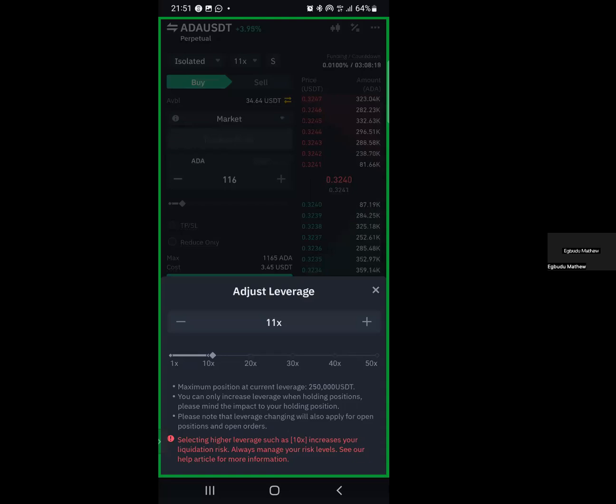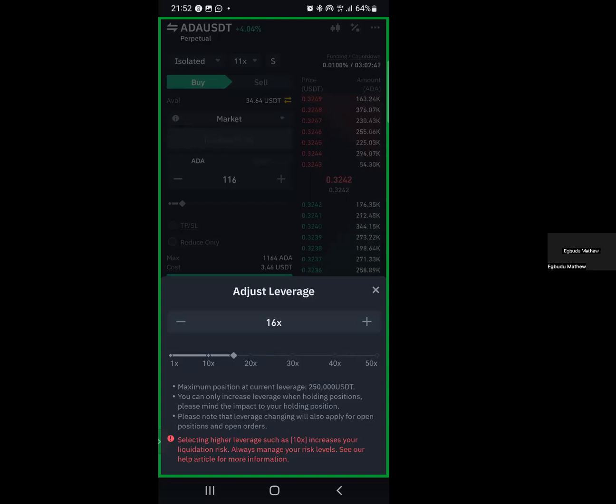So the higher the leverage, the higher your win. The lower your leverage, the lower your win. So it's a double-edged sword. If the market is going against you, it will go against you times 10. If it's going in your favor, it will go in your favor times 10. So you can adjust your leverage by clicking on the plus button. You can reduce your leverage by clicking on the negative button.